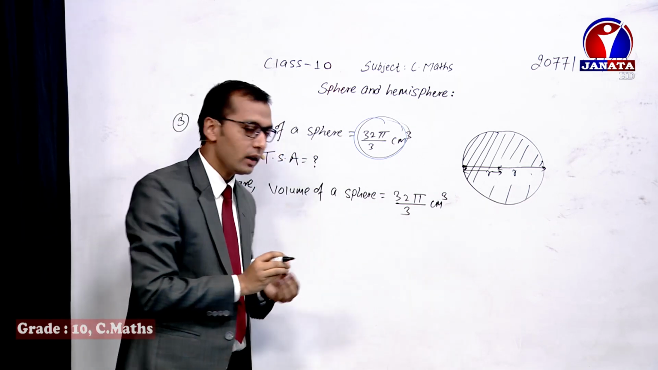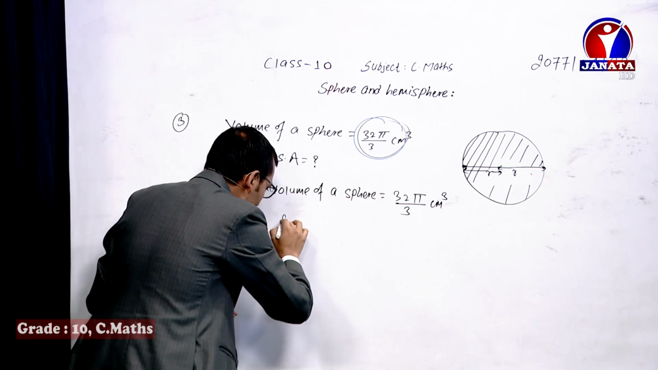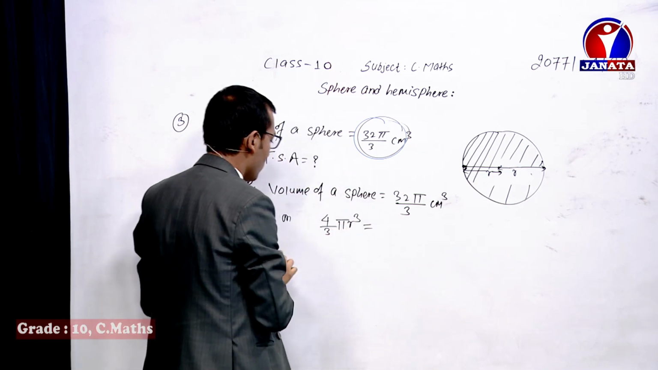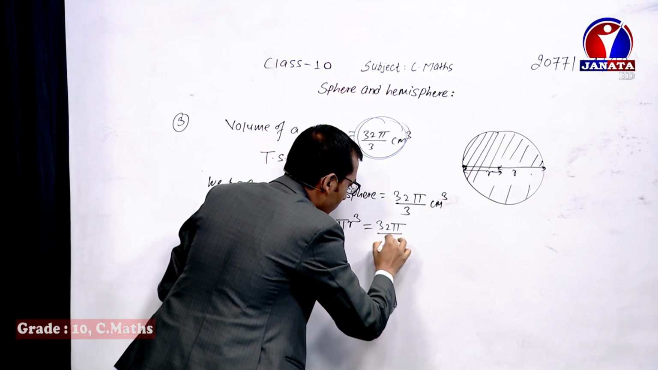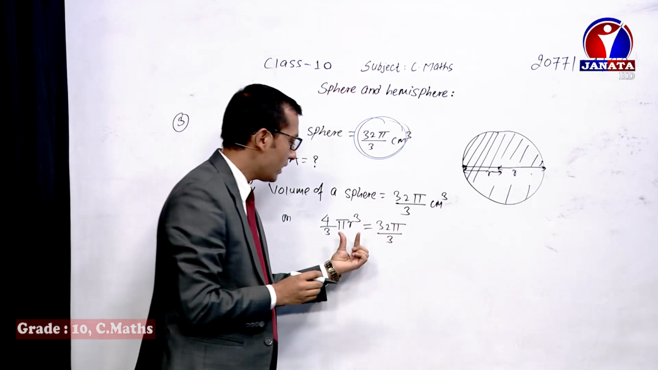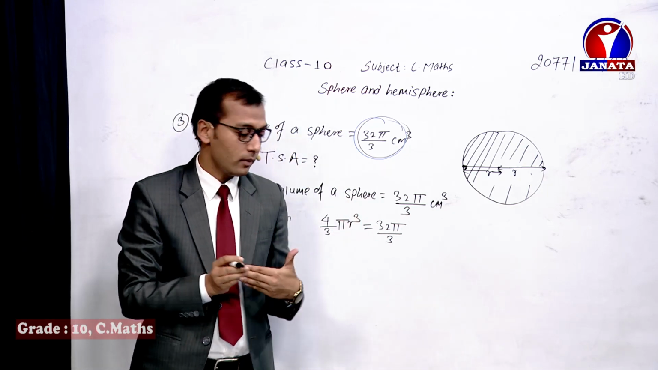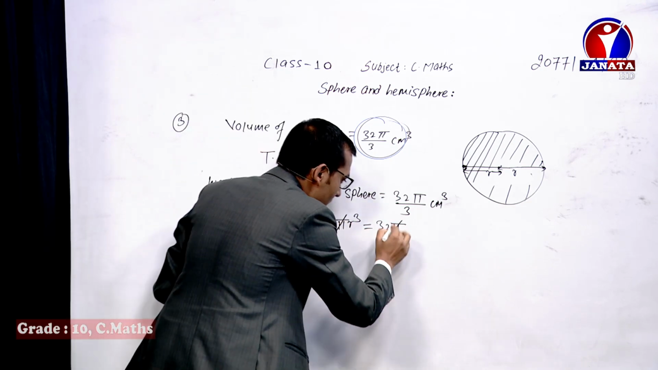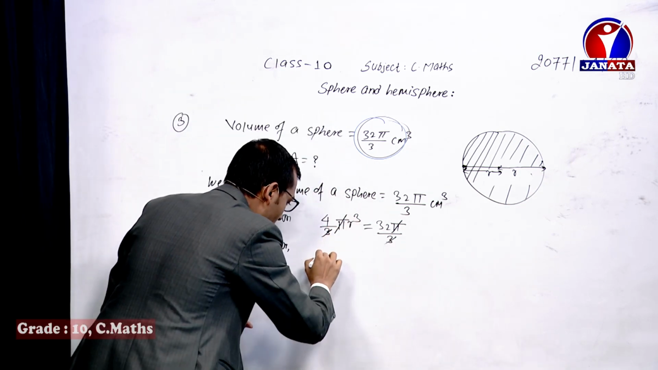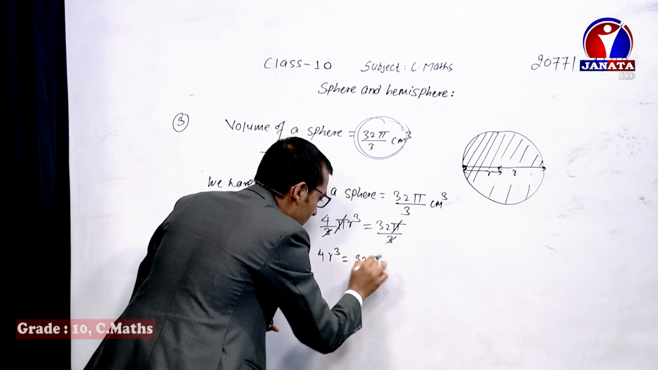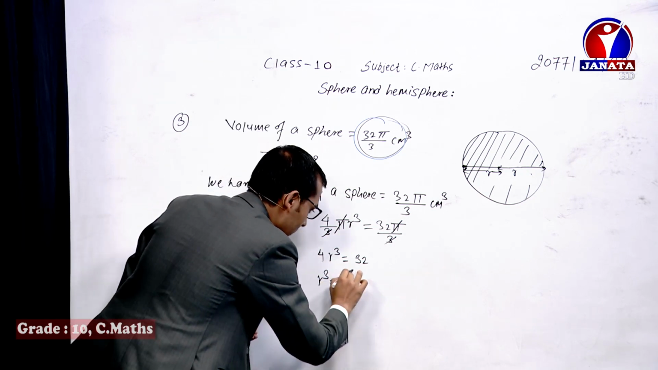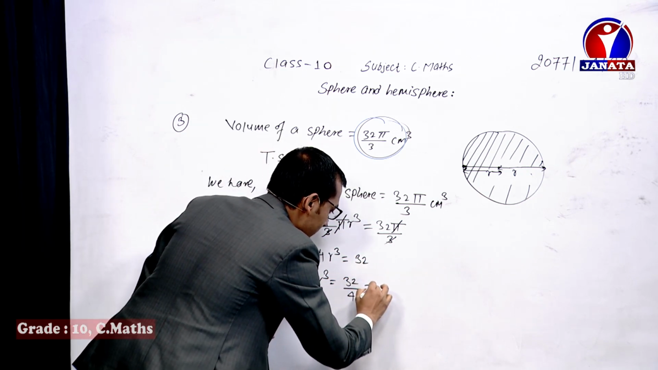Now what is the formula to find volume of a sphere? It's 4 over 3 pi times r cube is equal to, what is the volume given? 32 pi over 3. So we don't need to write unit in every step. We can simplify and find the value of r, and then we can write the unit of radius at the end of solution. Let's say we can cancel pi on both sides. We also can cancel 3 from the denominators. What are the remaining terms? 4 times r cube is 32, or r cube is 32 over 4, it's 8.